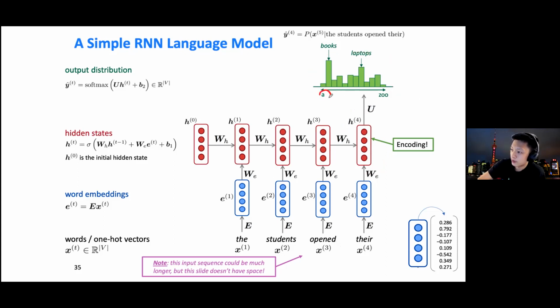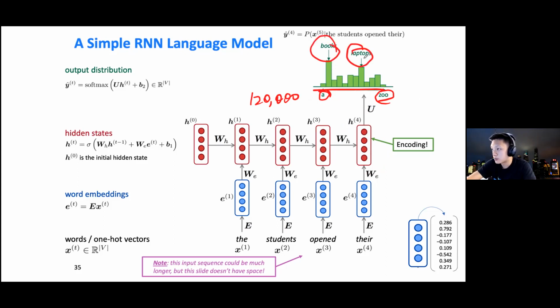This starts from A to Z, and perhaps there are 120,000 of these words in this distribution. But then you look at which activation is the highest, right? Because that would be the one that the neural network thinks is most probable to see. And as you can see, the neural network thinks that books and laptops are really good options for the continuation of this sentence. So this is what we call a language model.